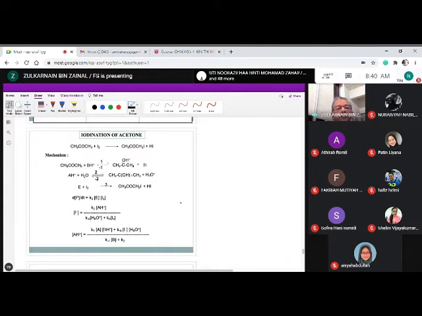Okay, so the next one is on the iodination of acetone. Iodination of acetone is the reaction of acetone with iodine to form iodinated acetone and also HI. HI is the combination of H and I. You can see that as an acid, hydroiodic acid.